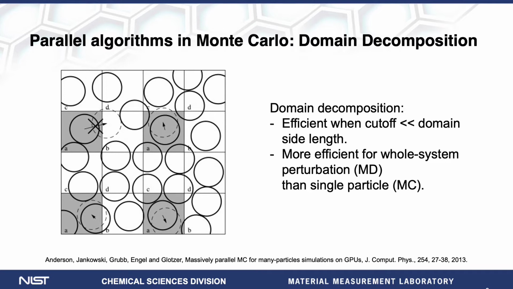So domain decomposition is one example, and is where you decompose your domain into cells that are able to separate processors to compute trials simultaneously. So in this example, an active cell is shaded, and only one particle per active cell is perturbed. But the move is rejected if the particle goes outside of the active cell.